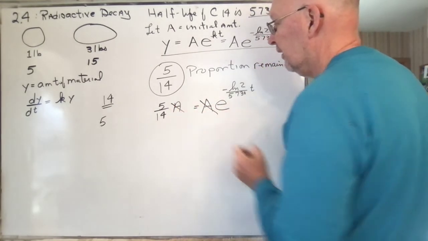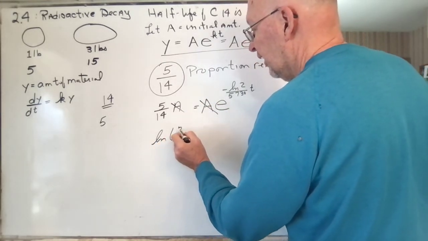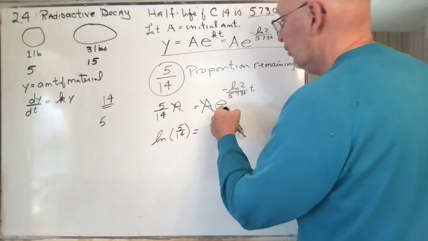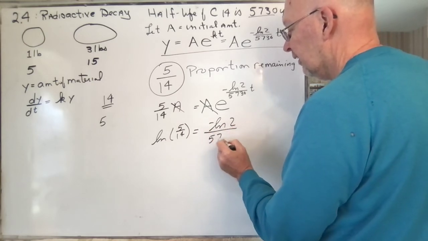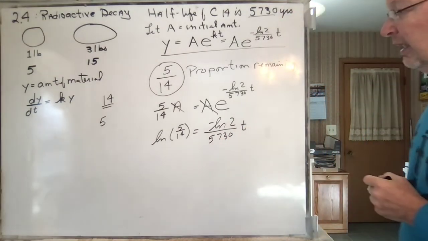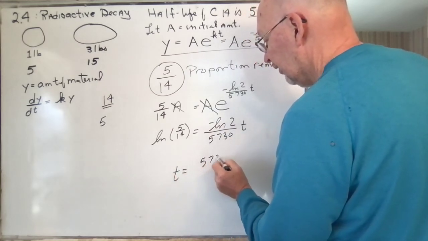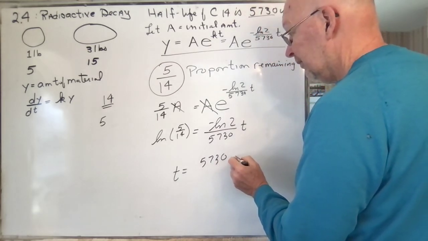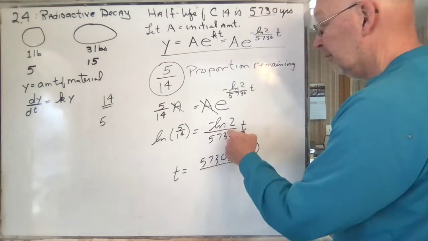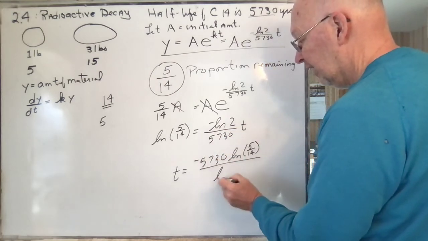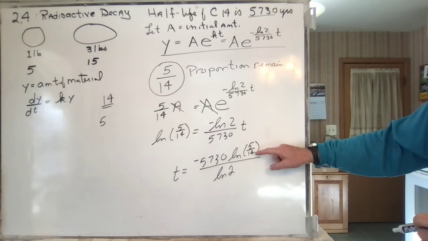First of all, notice that the A's divide out. I'm going to take the ln of both sides and get the ln of 5 over 14 is equal to the ln of e to anything, which is just that thing, so it's the negative ln of 2 divided by 5730, all times t. Now I can multiply and divide, and I get t is equal to 5730 times the ln of 5 over 14, all divided by negative ln of 2. Notice that this is also going to be a negative number because 5 over 14 is less than 1, so the ln of it is negative.